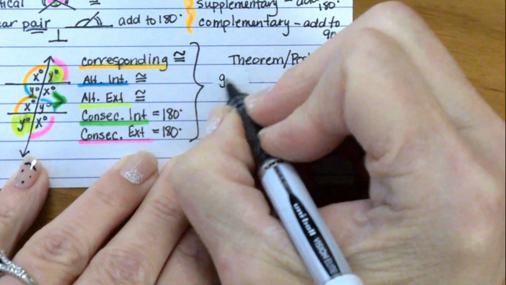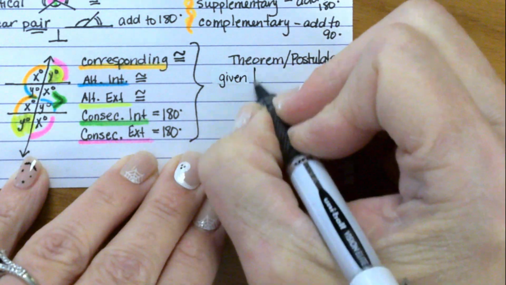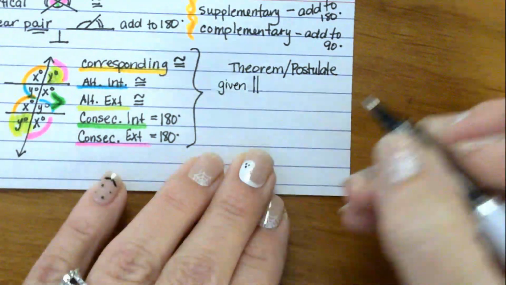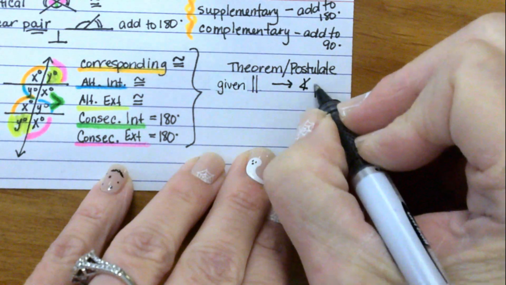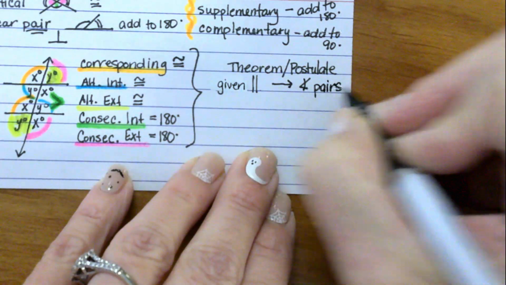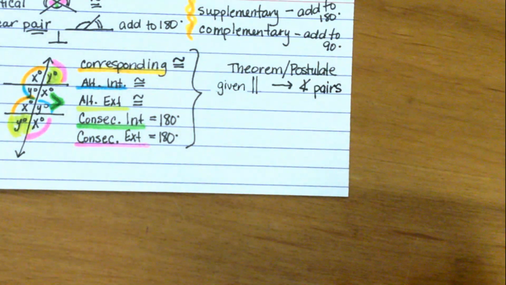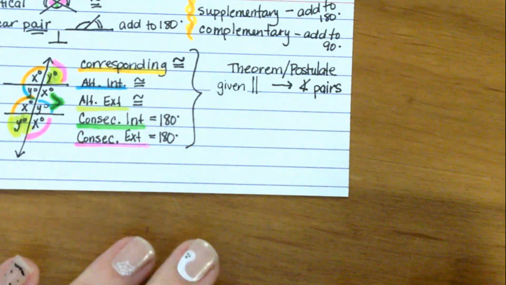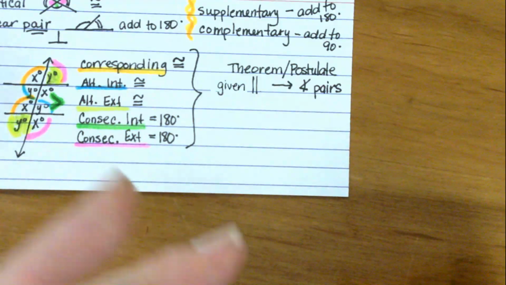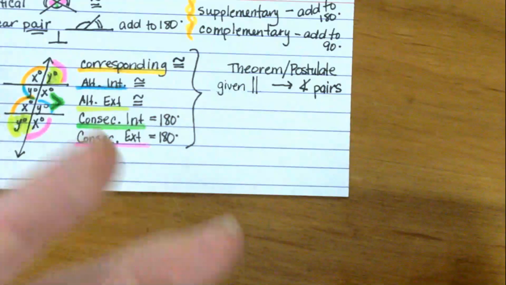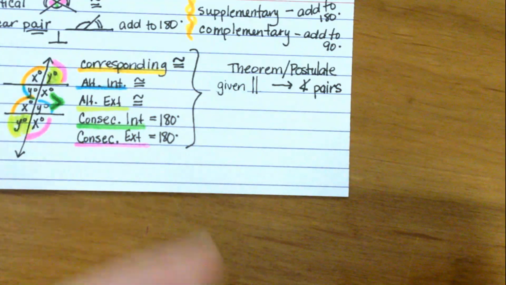So you are given parallel lines. They are going to create your angle pairs. In other words, they're going to create the corresponding, the alternate interior, exterior, the consecutive interior, exterior, the vertical, the linear pair, all the things. That's when you would say, like, angle 3 is congruent to angle 7 because, and you would give a reason, okay?